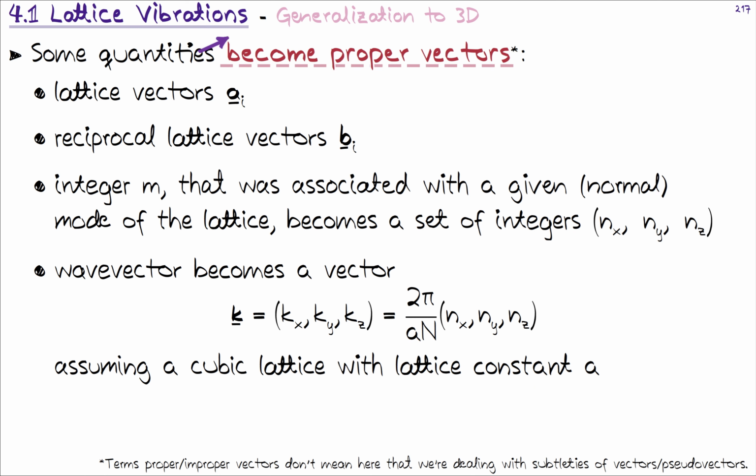So depending on what kind of lattice we have, what kind of lattice vectors we are dealing with. So this is what happens. The wave vector truly becomes a wave vector. And of course, the wave vector is the quantity that tells us in which direction our mode, our excitation, is propagating.